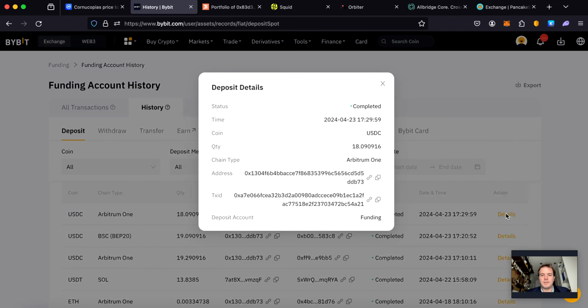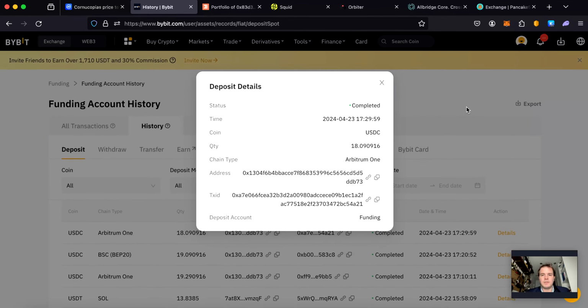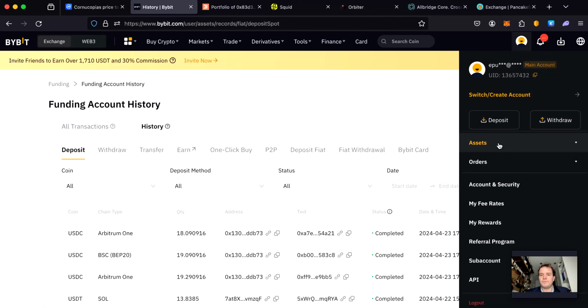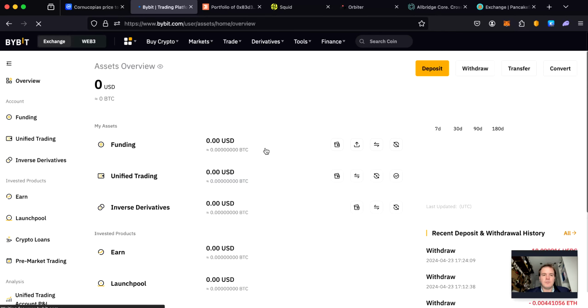1729.59. Let's see whether it's completed. It seems to be completed. Fine. So our assets are deposited. So now we can go back to our assets overview, right?